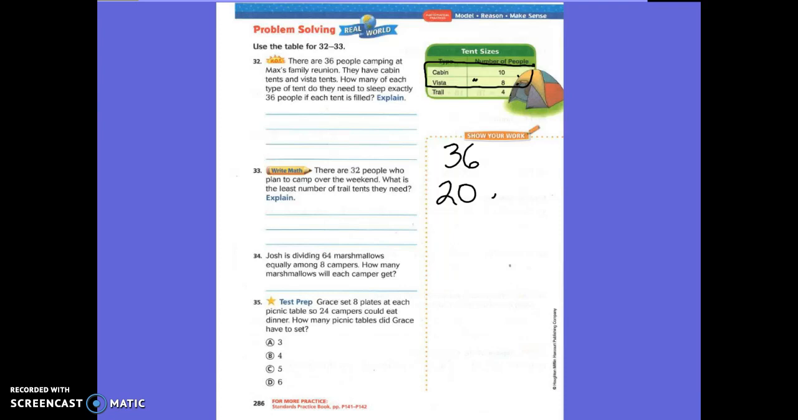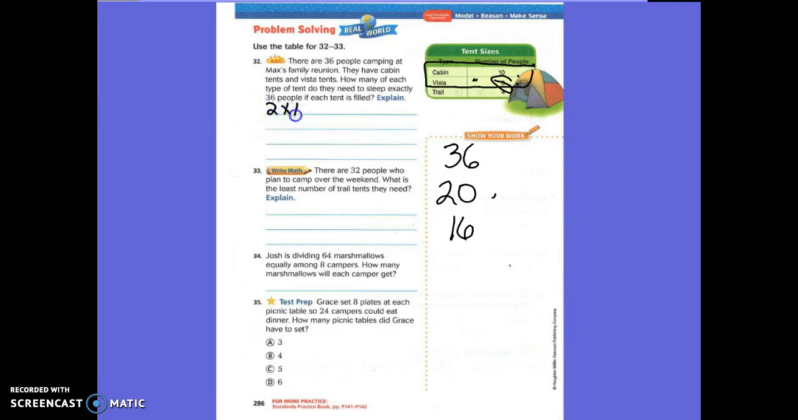If you guys can't figure it out, maybe you should write it down and subtract. 36 minus 20. Write it on your paper. What is 36 minus 20, guys? 16. Can you make 16 with 8s? Yes. How many 8s equal 16? 2. Okay.